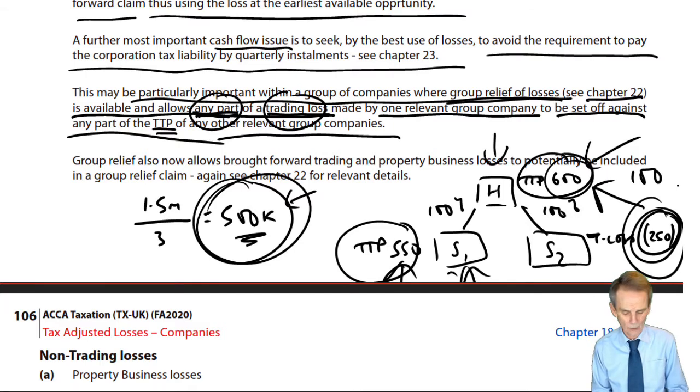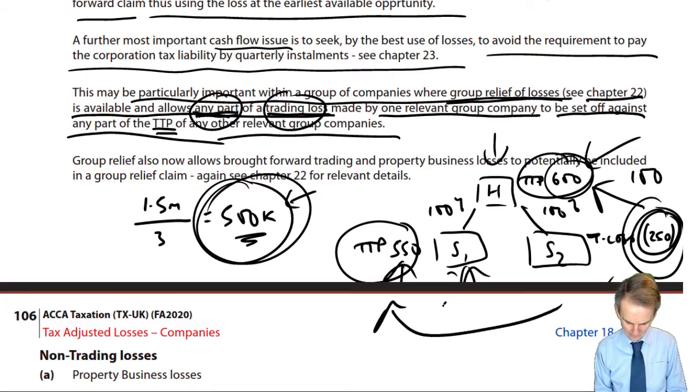You can go more, of course, there, and 50,000 there. You could guarantee you use 150 in that way.